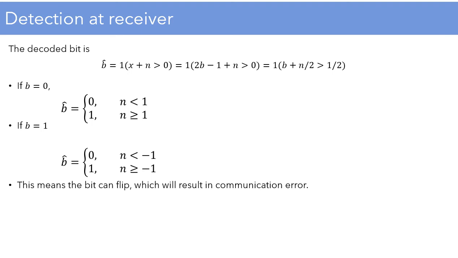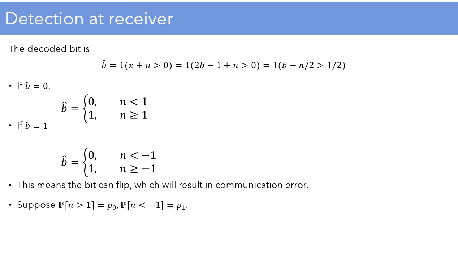So if the noise is less than minus 1 and you add that, it's a negative number which is high in magnitude, so it makes the signal go from 1 to below 0, so you will decode the signal as 0. So this means the bit can flip, which will result in a communication error.